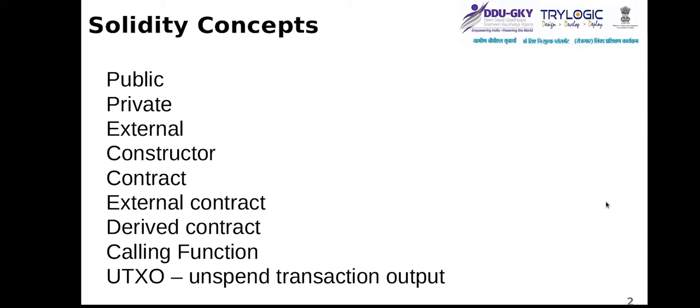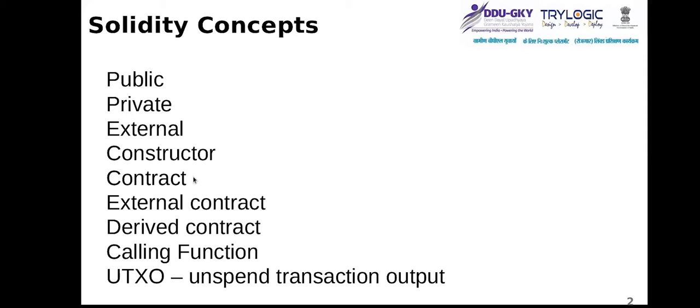Some of the concepts which we have discussed, I'm just revising. We have public variable, public function, private function, private variable, external variable, external function. Then the constructor is there. Any program we create comes as a contract. External contract is there.